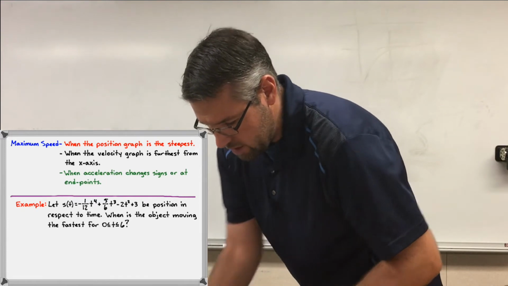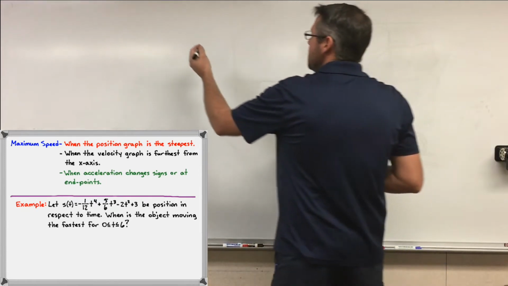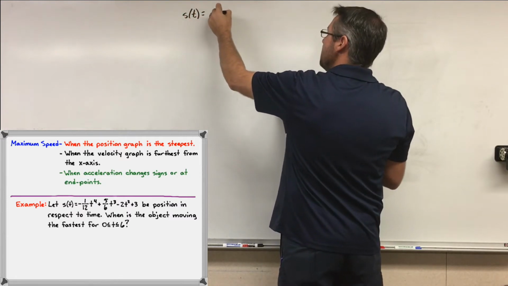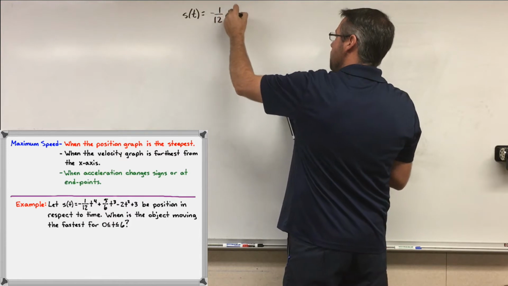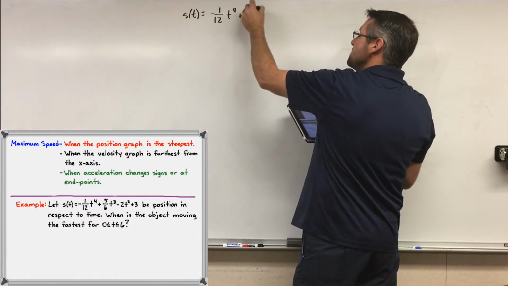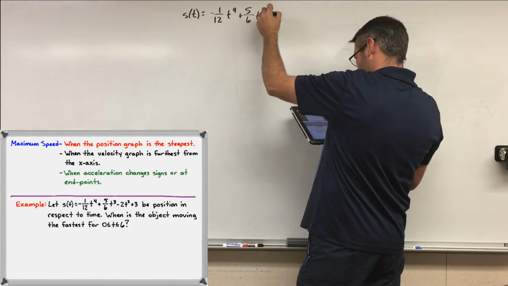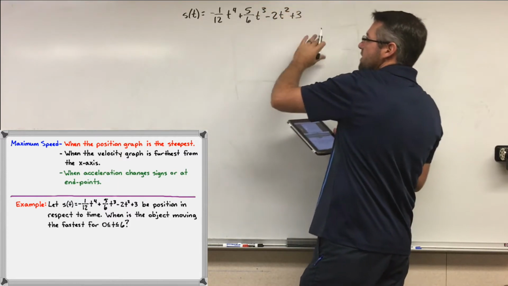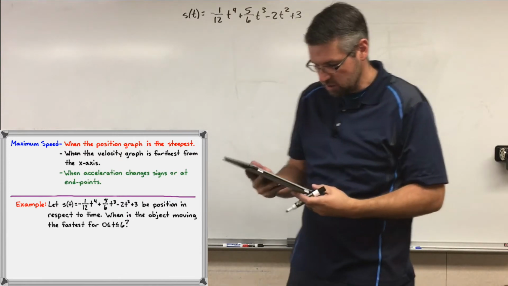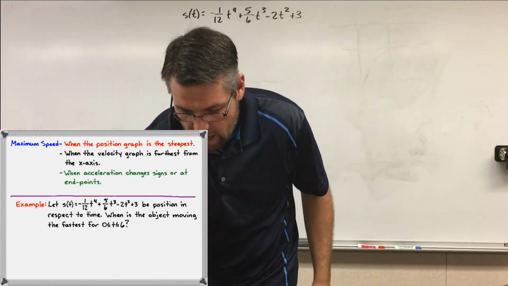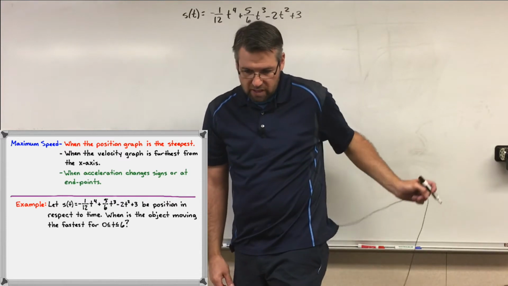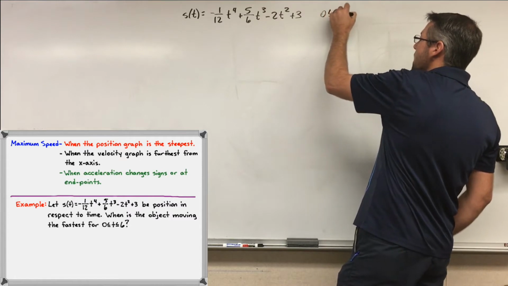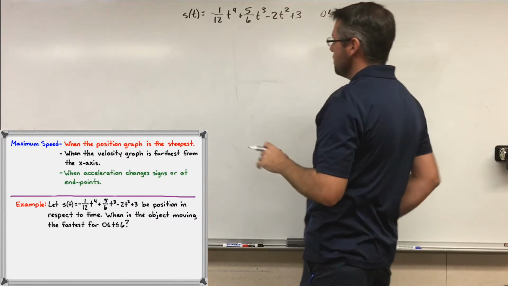All right, so the example that I have here is that S of t is equal to negative 1/12 t to the 4th plus 5/6 t to the 3rd minus 2t squared plus 3. And this is my position graph. And I am looking for when the object is moving the fastest over the interval 0 to 6. So let me write that down. Where is the object moving the fastest from 0 to 6?